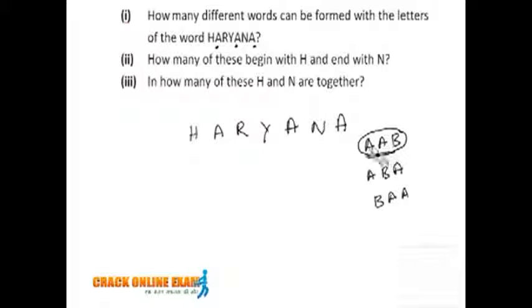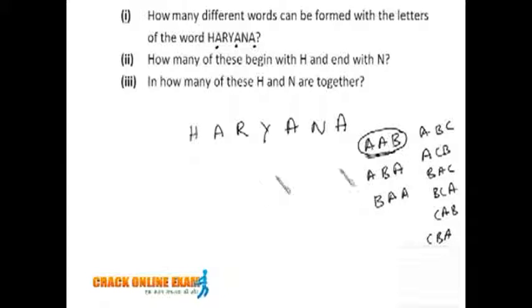So what is the concept over here? Suppose I have A, B, C. Then how many ways will be there? A, B, C; A, C, B; B, A, C; B, C, A; C, A, B; and C, B, A, right? So in this case I have 6 arrangements, but in this case I have just 3 arrangements. Why? Because two letters are the same, right?